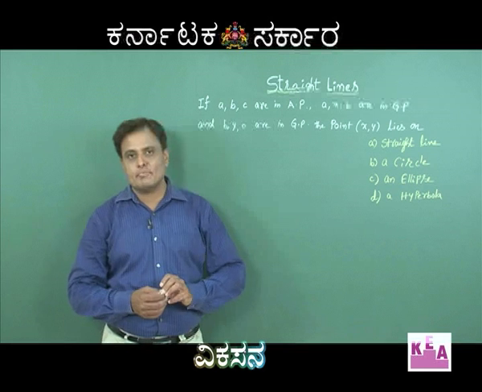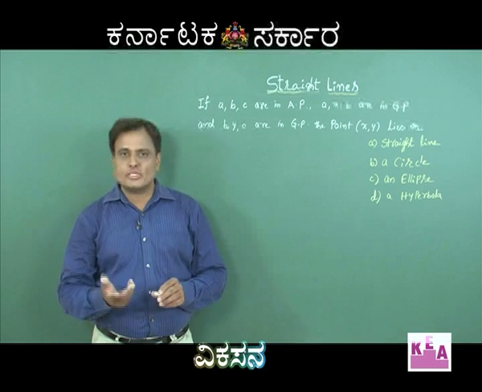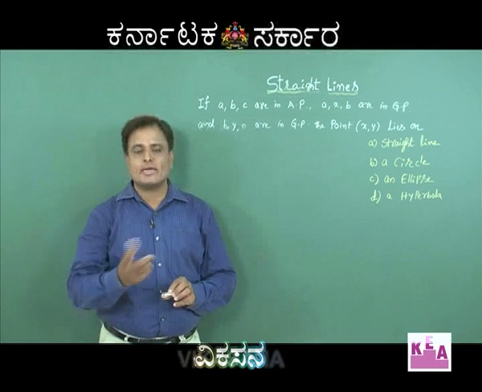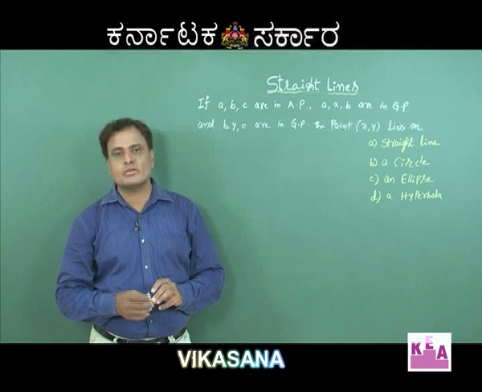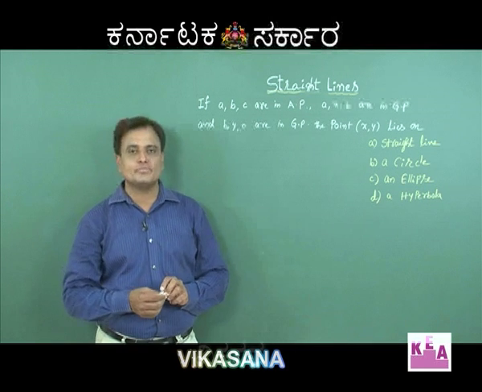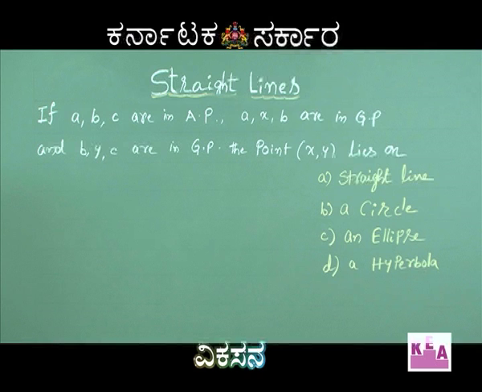Let us consider an example which is a combination of AP, GP and connected with the straight lines concept, or circles, ellipse and all. First read the question now. If A, B, C are in AP, A, X, B are in GP, B, Y, C are in GP, the point X, Y lies on.